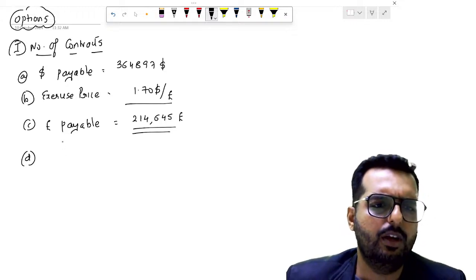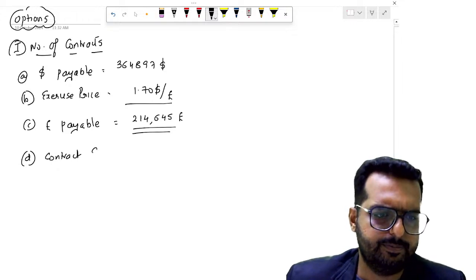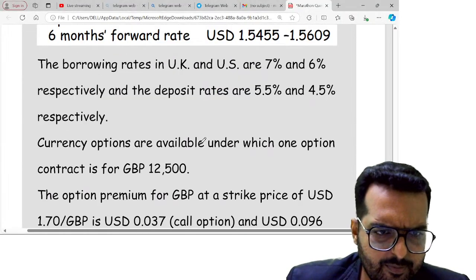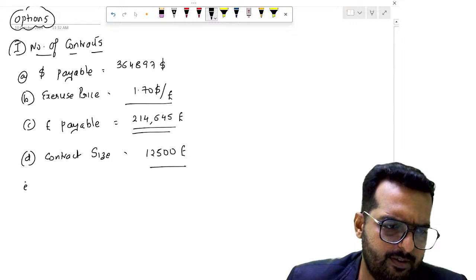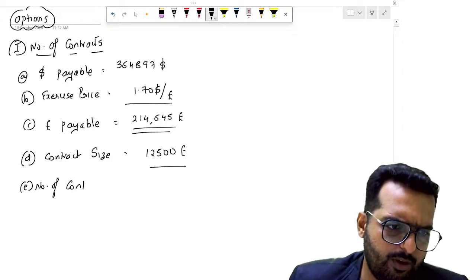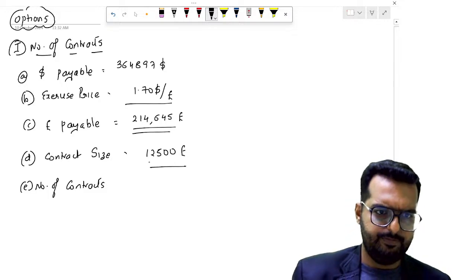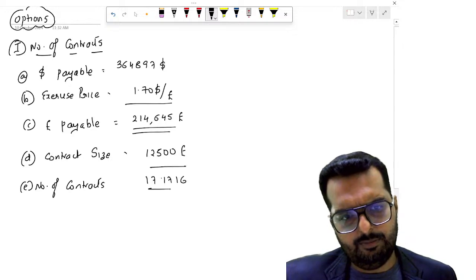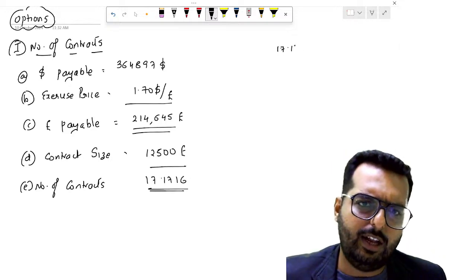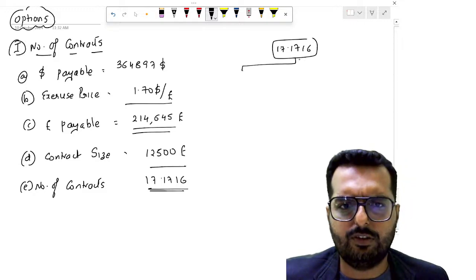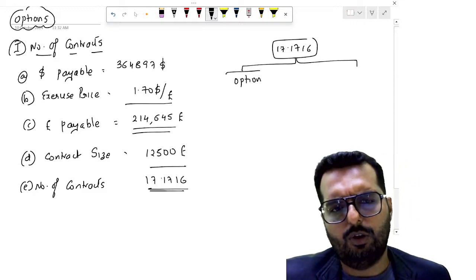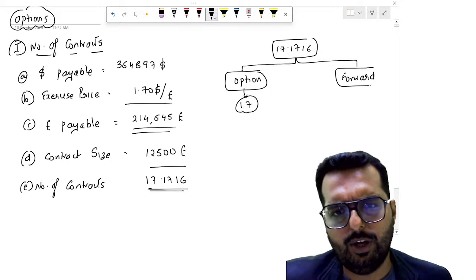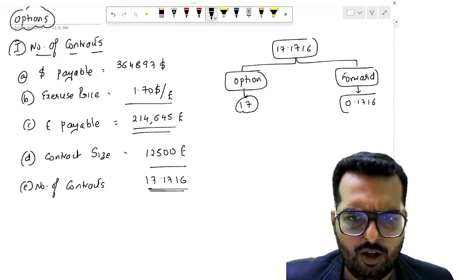Once you get this 214,645 pounds as your pound payable, the next step is to work out the contract size. I think it's 12,500 pounds. Just confirm. Yes. From this, can I find out the number of contracts? Do I get the answer as 17.1716? Can I enter into 17.1716 contracts? No. In options, I can enter into only 17 contracts, and for the balance I can go for no hedging or forward. Here I will go for forward.